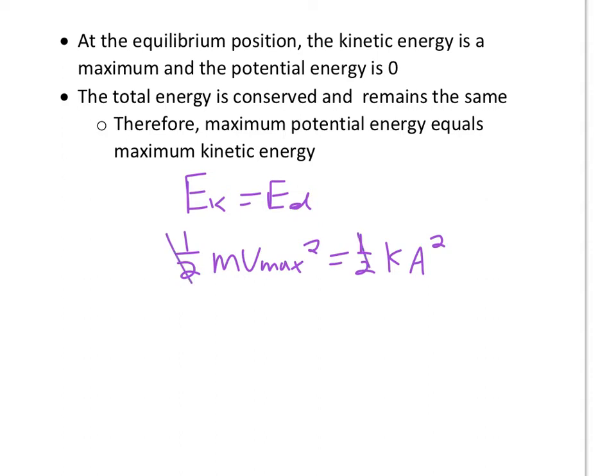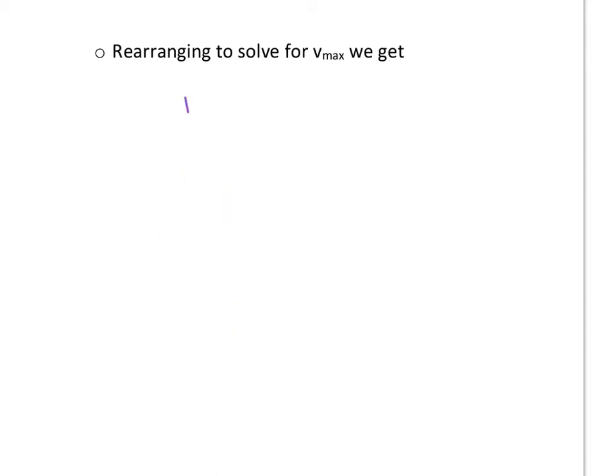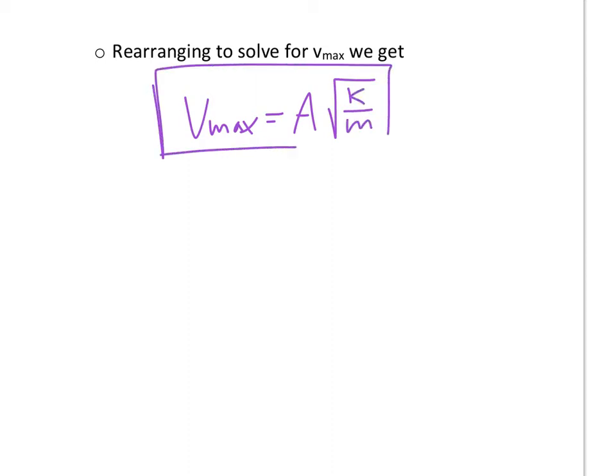These 1/2s cancel out. We take M over, Vmax squared equals K over M times A squared. Rearranging to solve for Vmax, we're going to take the square root of both sides. Vmax equals your amplitude times the square root of K over M. So this is how we can figure out what the maximum velocity is using just energy.